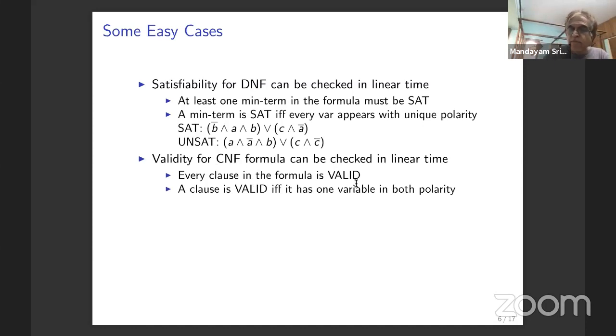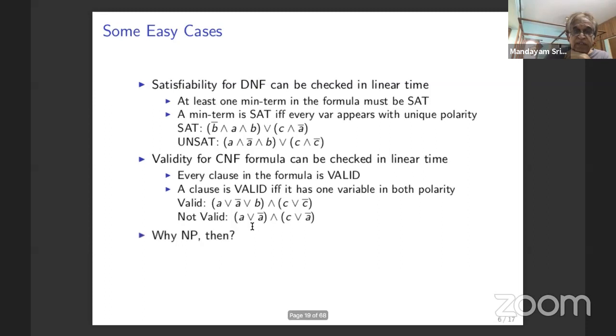Then every clause in the formula has to be valid because it's a conjunction of clauses, and a clause is valid if it has one variable with both polarities, so that it'll become a tautology. For example, here both these clauses have at least one literal with both polarities, and therefore it makes them valid tautologies, whereas this one is not valid. So validity is easily checkable.